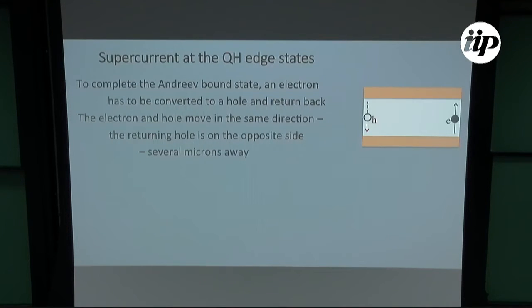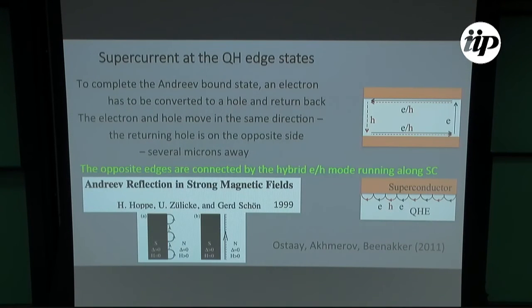How do you do it in a large sample with large superconducting contacts, where the electrons and holes are separated by a large distance? It was suggested in this paper that the electron and hole modes are coupled by the hybrid electron-hole mode propagating along the edge of the superconductor, which can be quasi-classically explained by taking an electron, letting it complete half of the cyclotron orbit, bounce off the superconductor as a hole, bounce again, convert to an electron, and in this way mix electrons and holes into this neutral mode.